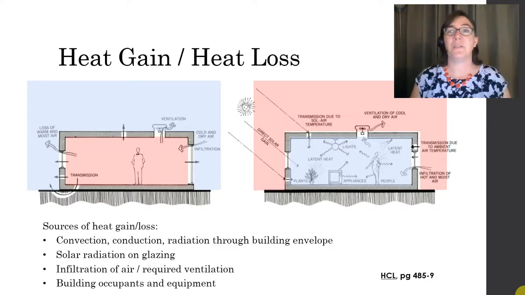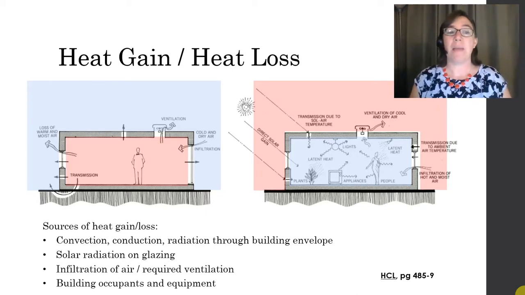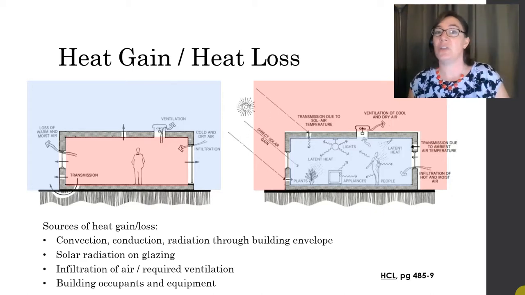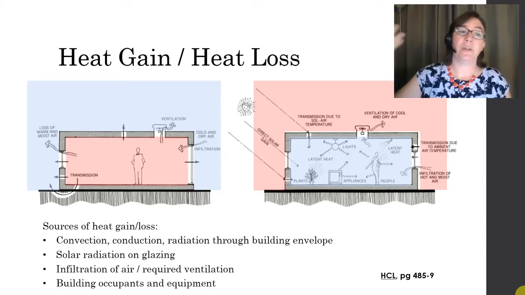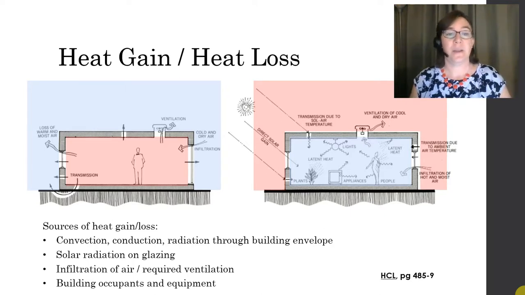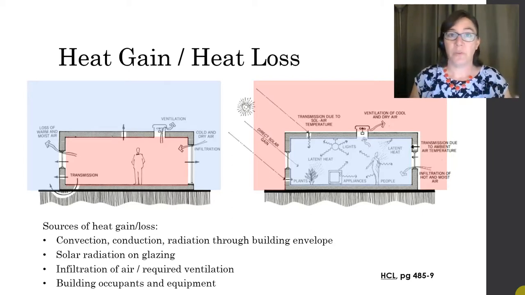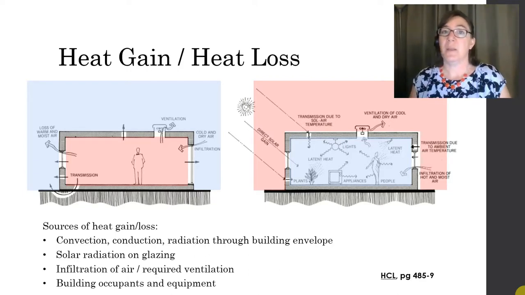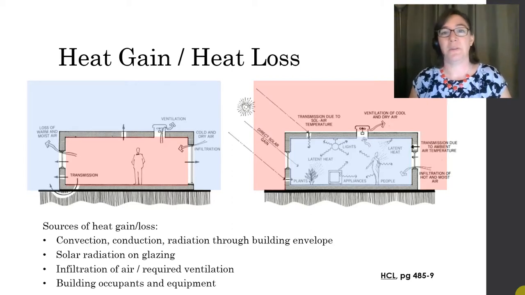So let's talk about some of these sources of heat gain and loss. They all happen through convection, conduction, and radiation through that building envelope. Solar radiation on glazing or glass through your windows is going to add heat. Infiltration of air or required ventilation is going to cause heat gain or loss. And finally, building occupants or equipment. We people who live inside of buildings are great producers of heat, and will cause heat gain for your building.